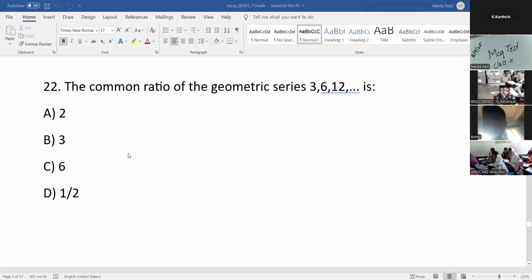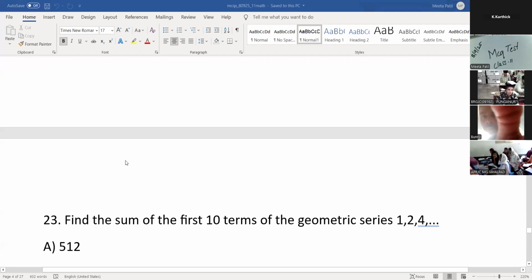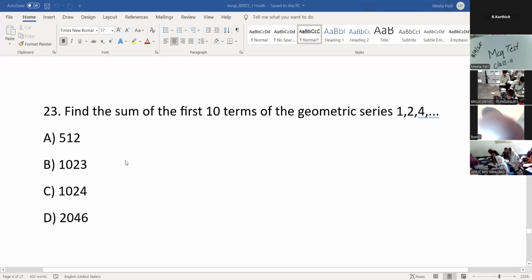Okay, so we are moving to the next questions. The 23rd question is: find the sum of the first 10 terms of the geometric series 1, 2, 4, and so on. Here you have the options: option A 512, option B 1023, option C 1024, and option D 2046.